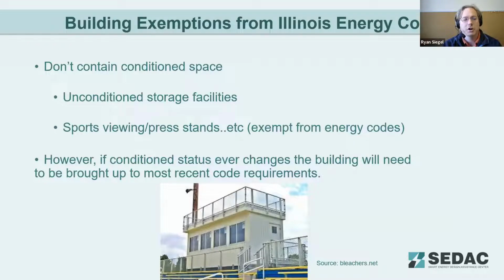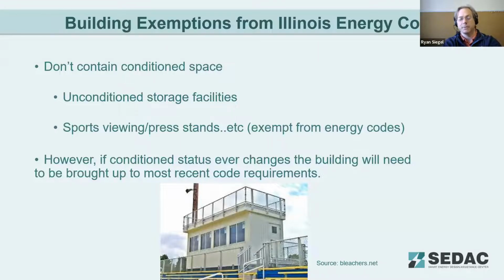Another large carve out is for buildings that do not contain conditioned spaces. Some examples might be unconditioned storage facilities. And as pictured here, a press box for a sports viewing area may be exempt from the energy code if it does not contain conditioned space. So if it has air conditioners or heaters in it for space heating, then those would be conditioned and may be subject to the Illinois Energy Conservation Code.